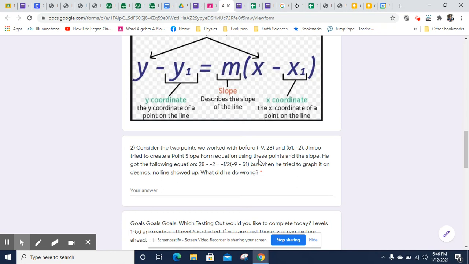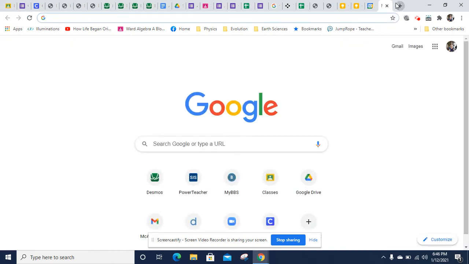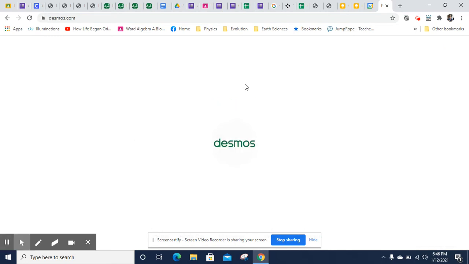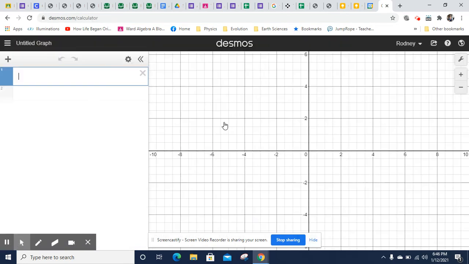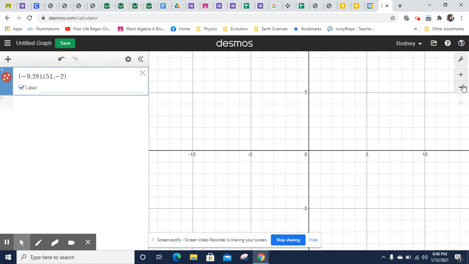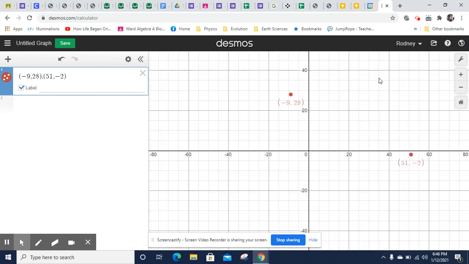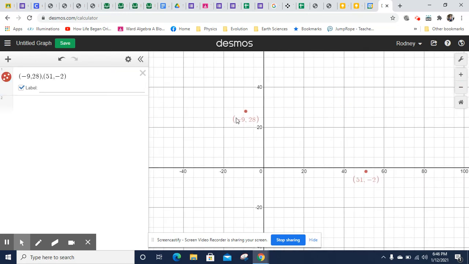It seems like he's got everything in order, everything's going in the right way, but when he tries to graph it, nothing happens. So let's actually open up a Desmos and test this all out. Desmos. And here are the points. I'm going to clean that up. So that should plot those points. I will label it. I'm going to zoom out so you can see the points. There they are, here and here.